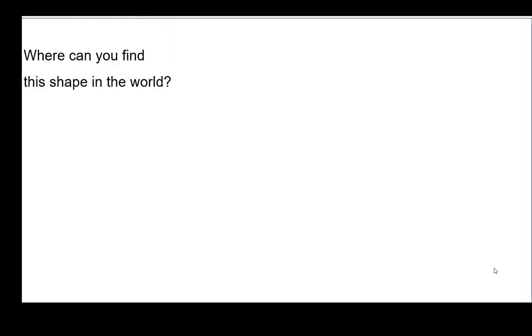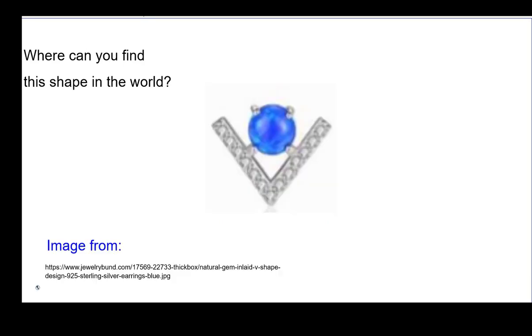Where can you find the absolute value shape in the world? Here's one possibility.